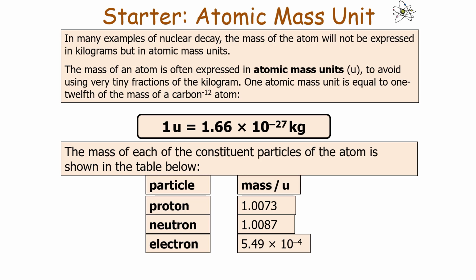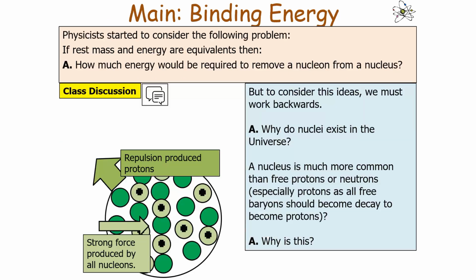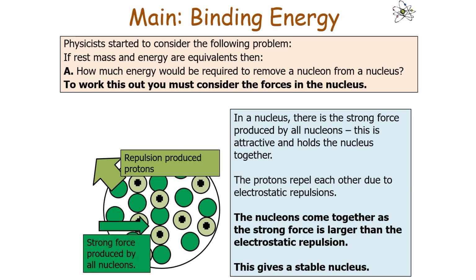Now physicists, when they had this idea of E equals mc squared, considered the following problem. If rest mass and energy are equivalent, then how much energy will be required to remove a nucleon from a nucleus? To consider these ideas, we've got to work backwards, because why do nuclei exist in the first place in the universe? Because a nucleus is much more common than free protons or free neutrons, why is this? Well, in a nucleus, there's a strong force produced by all nucleons, which is attractive and holds the nucleus together.